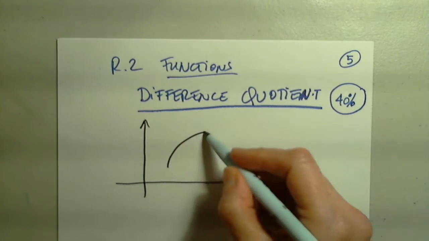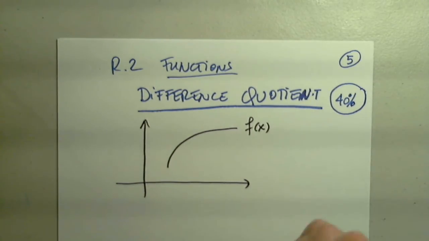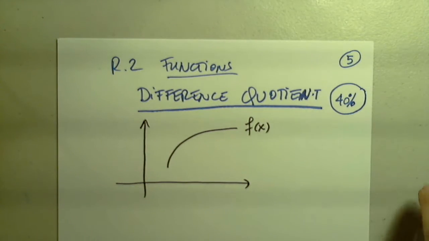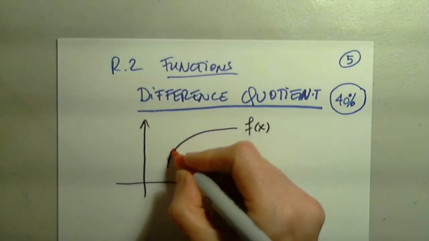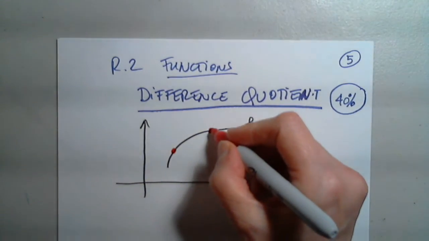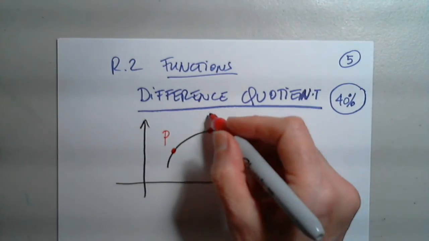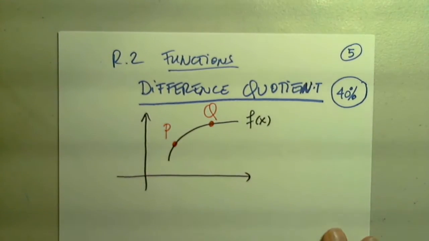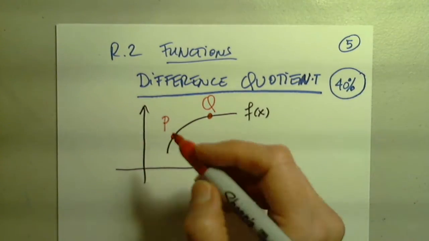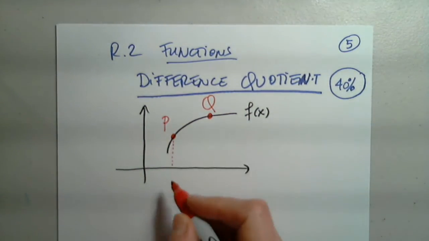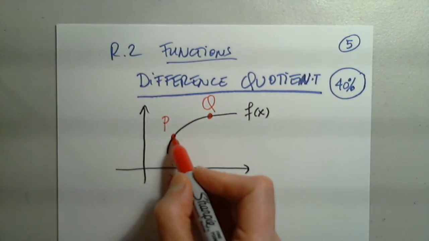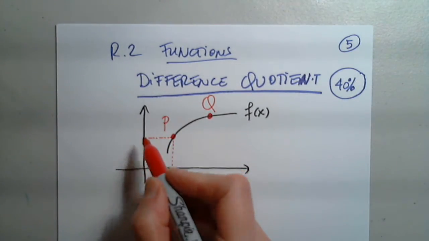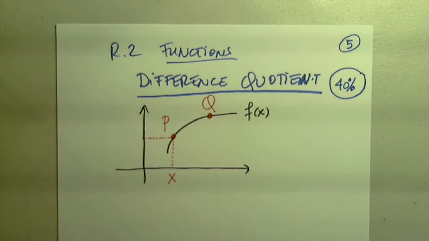I'm graphing this function. Let's say it's f of x. And I have 1 point here and 1 point here. I'm going to call this point P. I'm going to call this point Q. And I'm going to say that this has coordinate x, and I would like someone to tell us the y coordinate of this point.